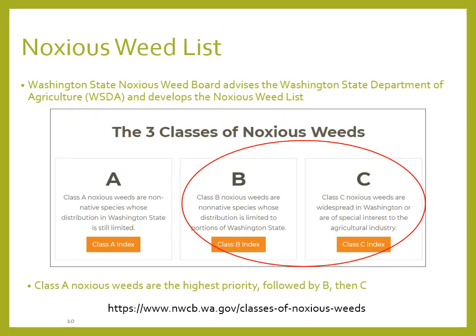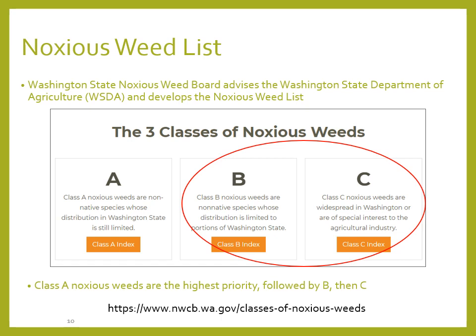Before jumping into the invasive target plants identified in the 2021 survey, I wanted to briefly cover the classes of noxious weeds and what they mean in terms of density and distribution, but also how the state and counties view their priorities for management, and therefore funding. Washington State Noxious Weed Board advises the Washington State Department of Agriculture and develops the noxious weed list. Class A noxious weeds are non-native species whose distribution in Washington State is still limited. There are no Class A noxious weeds known to occur in Lake Roesiger. Some examples might include flowering rush and variable leaf milfoil.